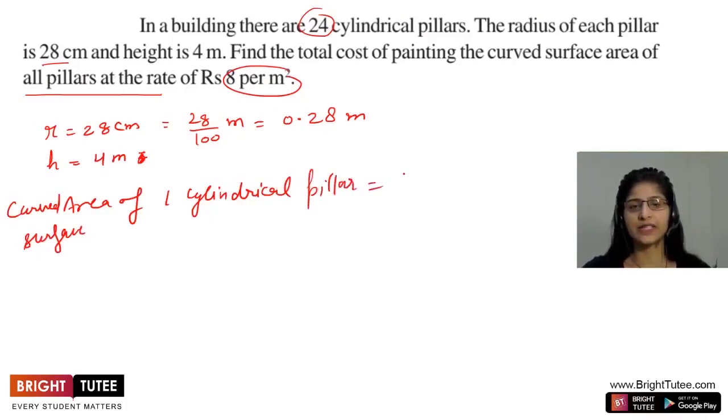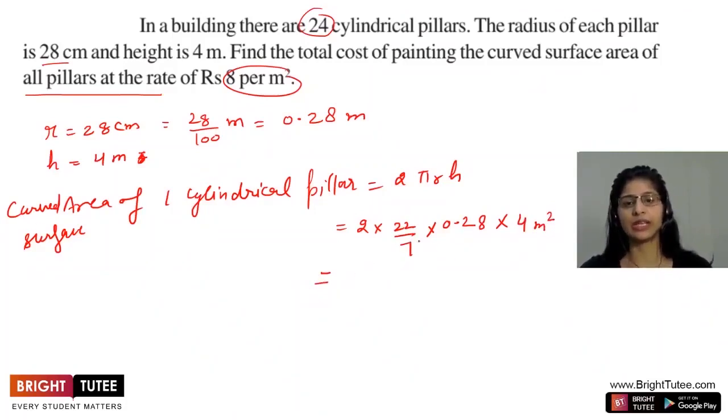What is the curved surface area formula? 2 pi r h. So 2 into pi, which is 22 upon 7. I told you whenever it is not mentioned, we have to take it as 22 upon 7. R is given as 0.28 and height is 4 meters. So square meter will be the unit of it. Clear? Now we are going to solve it.